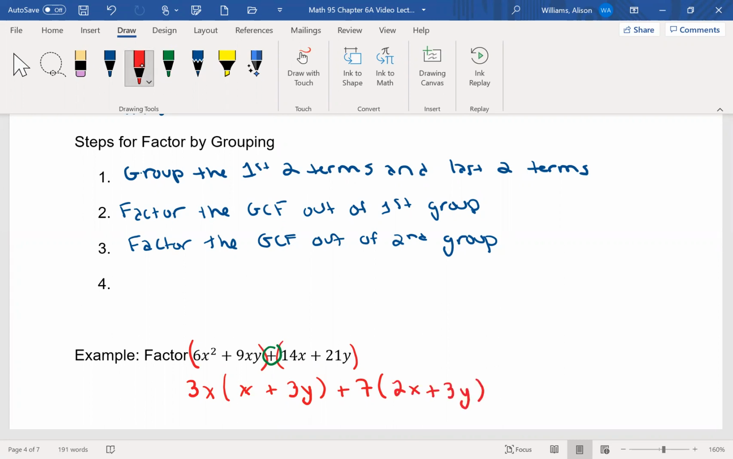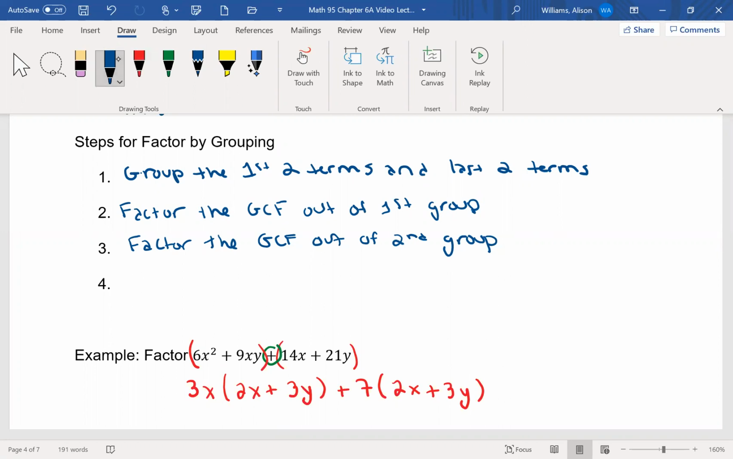Oh, I just realized I messed up on this first one. I'm not left with just an x. When I factor out 3x from 6x squared, I'm left with a 2x. The reason I caught that is this is my blob. The 2x plus 3y is my blob, something that the two terms have in common.